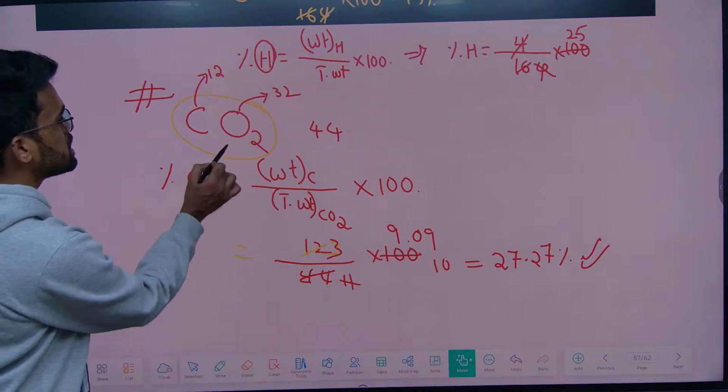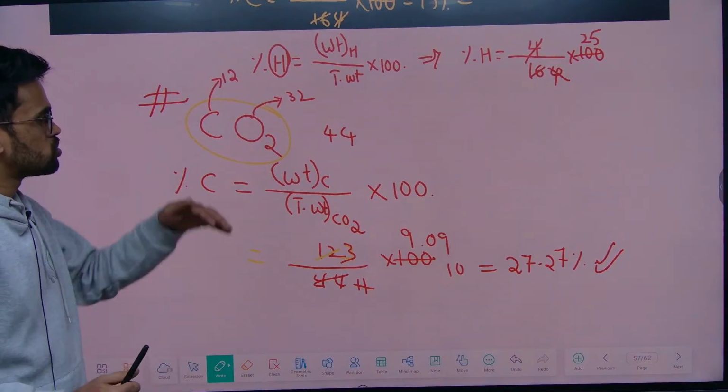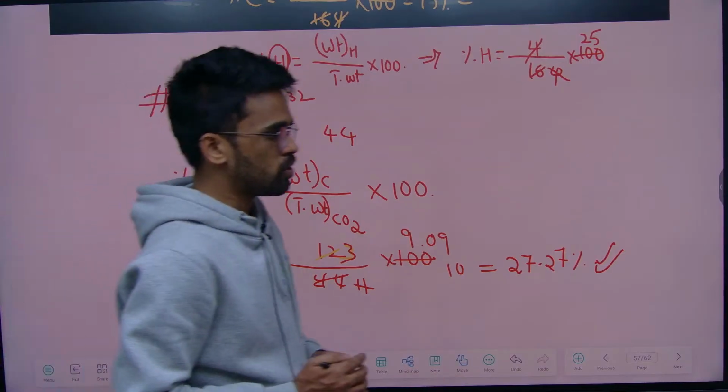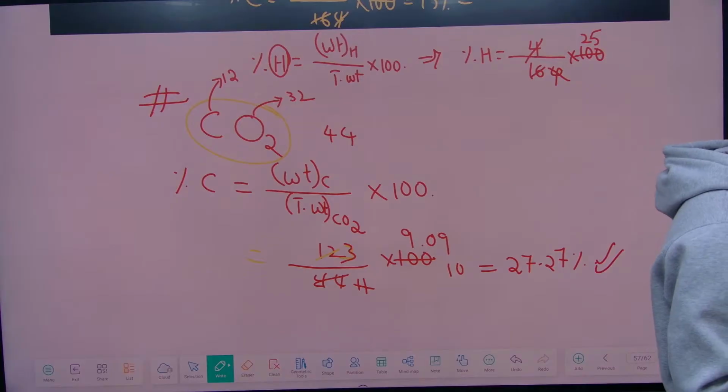Okay, now if I ask for oxygen, what you need to do? So weight of oxygen by total weight of compound into 100 you need to do. Okay, that's it. How simple it is?